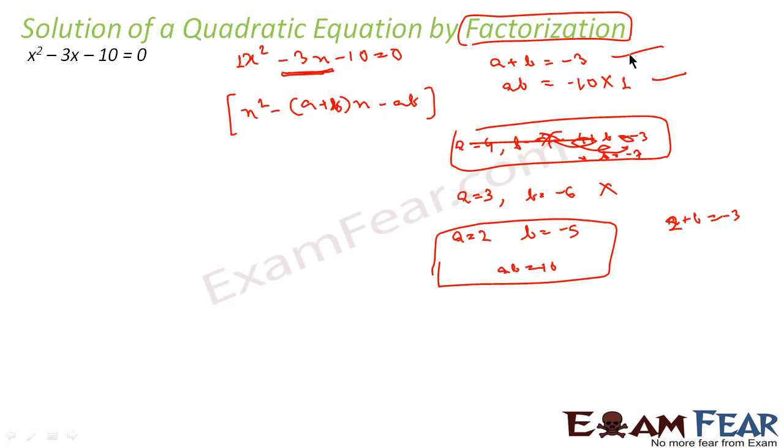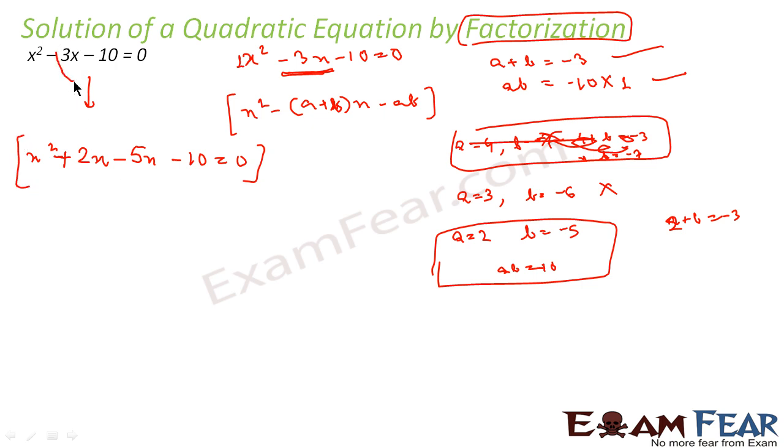So we have tried 3 values, and 1 suits. For me, a is equal to 2 and b is equal to minus 5 suits my condition, because a plus b is equal to minus 3 and ab is equal to minus 10. So I'll write this equation as x square plus a, which is 2x, plus b, which is minus 5x, minus 10. This is the form we have to write.